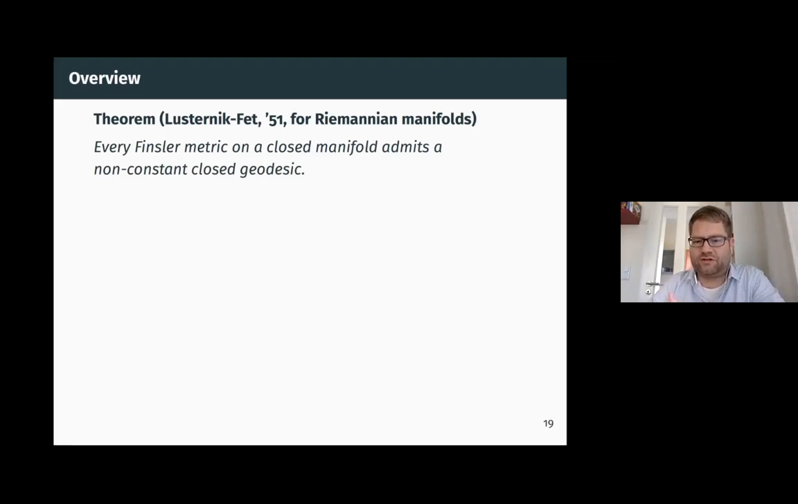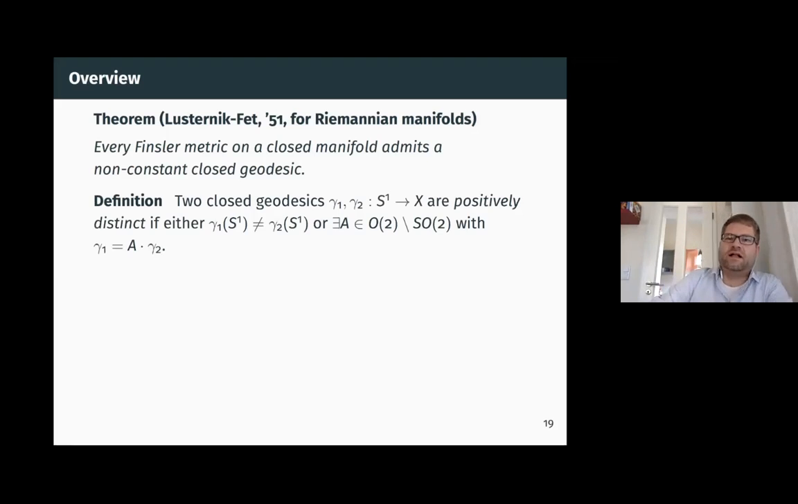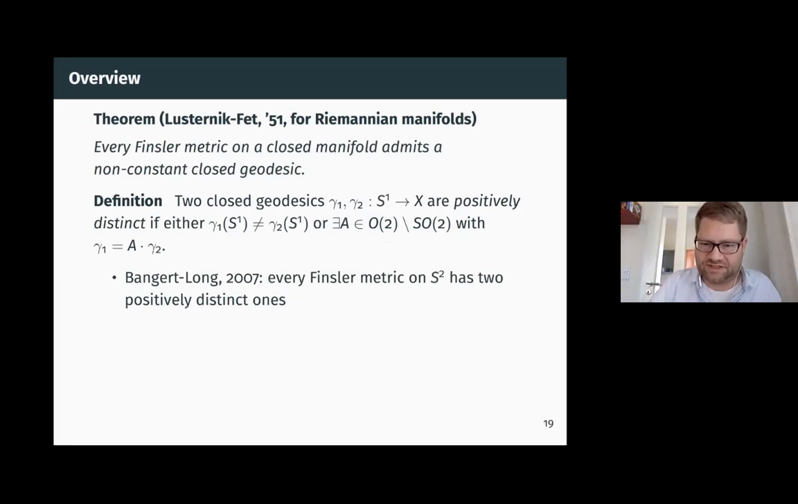But already the question if there are 2 or more is a rather delicate one. So I'm introducing this terminology: 2 closed geodesics I call positively distinct if they either don't have the same image, or lie in the same O2 orbit but not in the same SO2 orbit. Roughly speaking, they are not iterates of each other and they do not lie in the same orbit with respect to the Finsler metric. I don't want to elaborate too much on this.